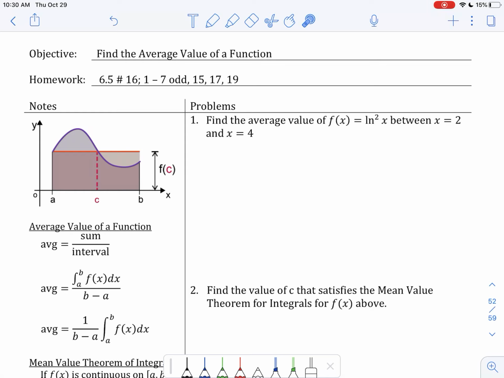Now, for number 1, it says find the average value of f of x equals ln squared of x between x equals 2 and x equals 4. The first thing you want to do is set up the integral, so we end up with 1 over 4 minus 2 for b minus a, and then the bounds from 2 to 4 of ln squared of x dx. Now, you don't know how to take this integral yet. This is something that we're going to do in Calc 2 materials.